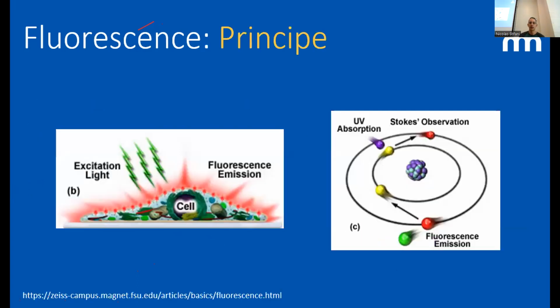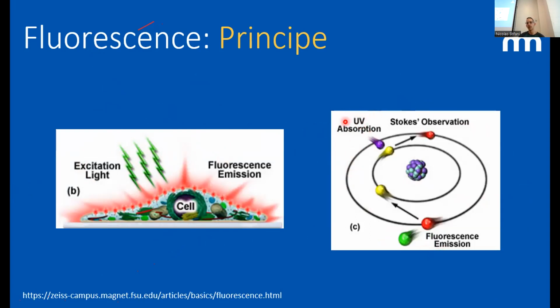So how does it work? How do cells generate fluorescence? Well, it's about energy and light. The principle of fluorescence is basically that you shine light on something, and this something is going to respond by emitting another light. This is the principle of fluorescence. If you look at the molecular level, how does it work?